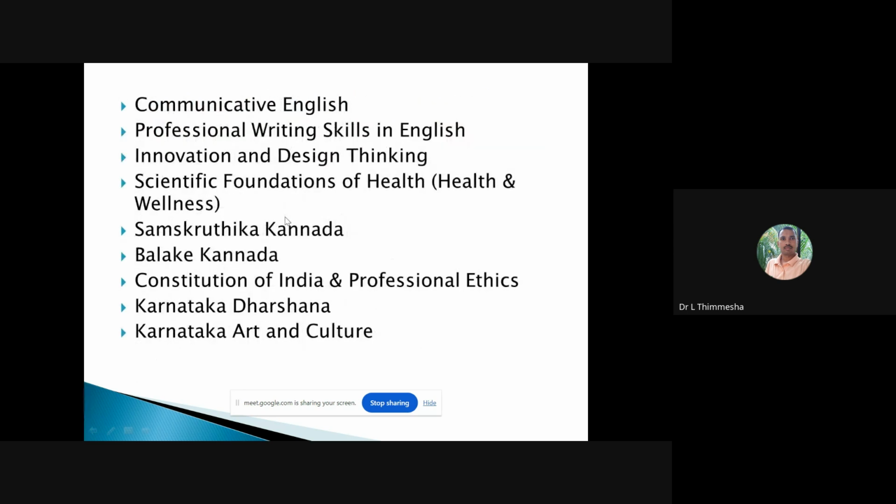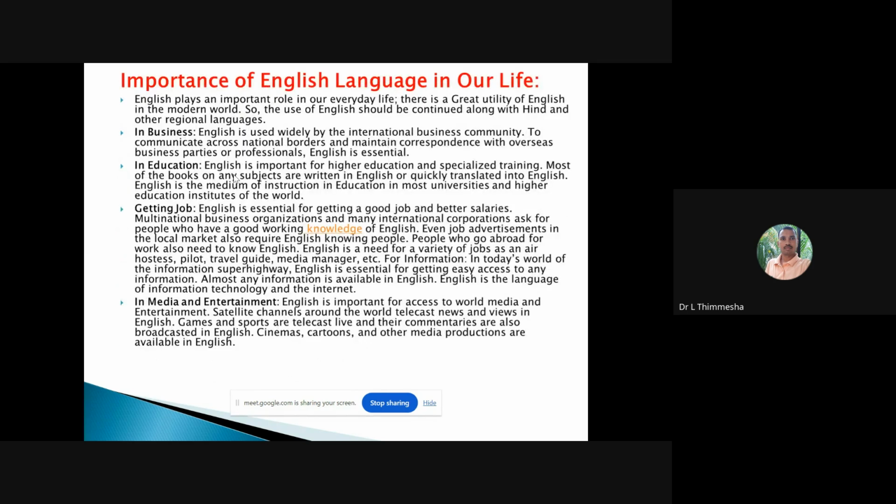And yes, English is very important for various reasons. As we know, English plays an important role in our everyday life. There is great utility of English in the modern world. We know the use of English should be continued along with Indian and other regional languages in business, in education, in getting jobs, and in media and entertainment.